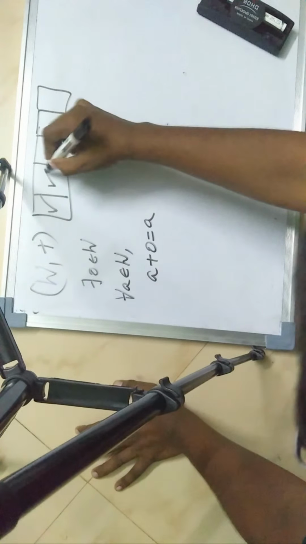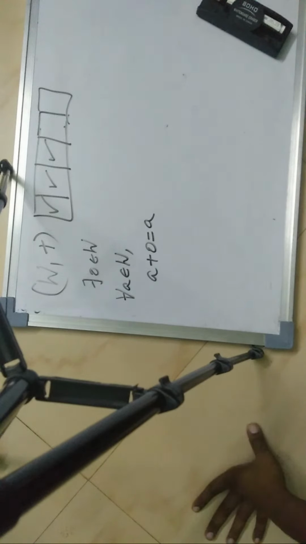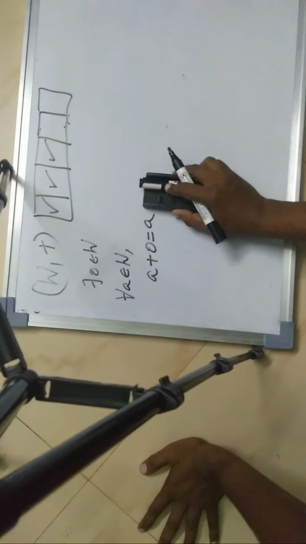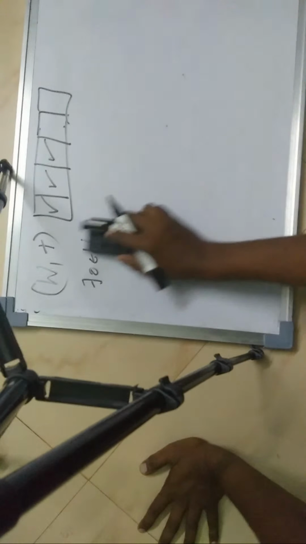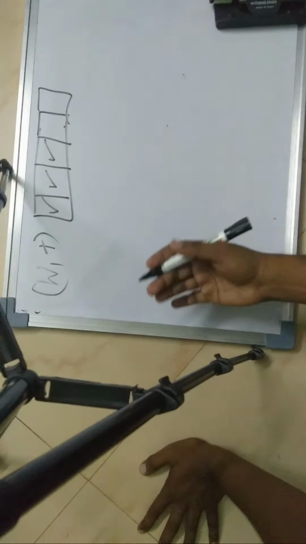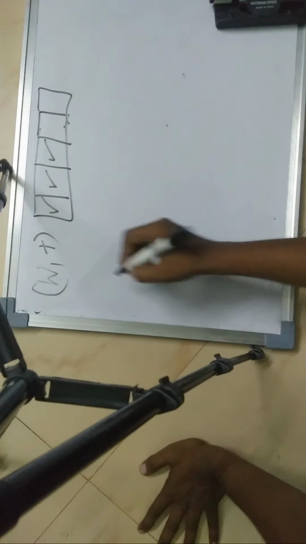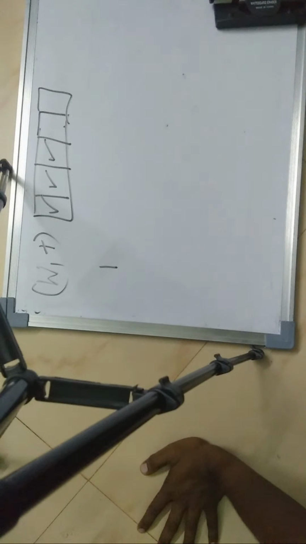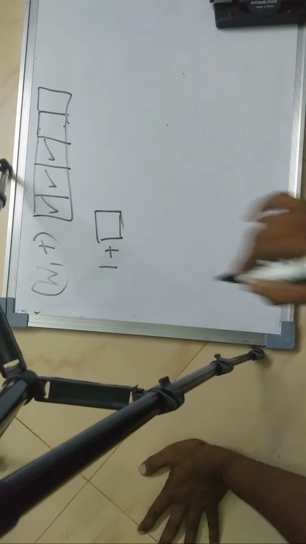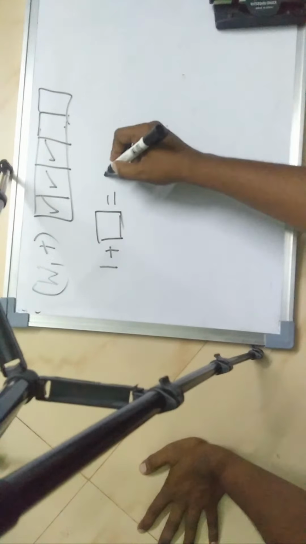Closure is true, associativity is true, identity is true. Now we need to check the inverse part. So we have shown that 0 is the identity element of this set. Now if I take any whole number, say for example 1, you need to find another element in whole numbers such that this must be 0.